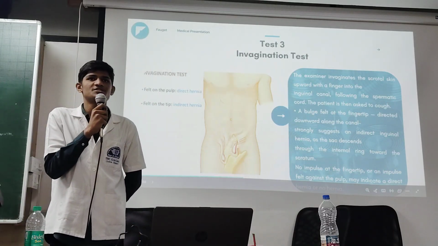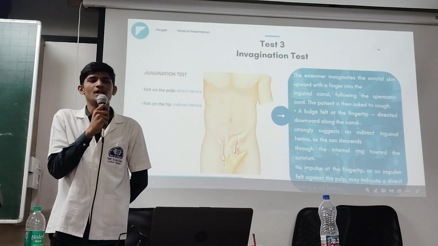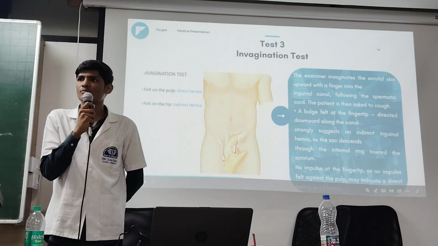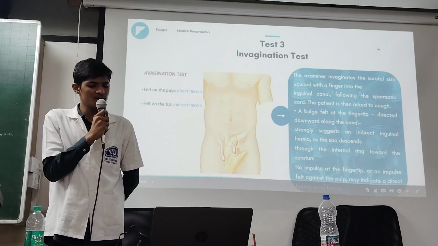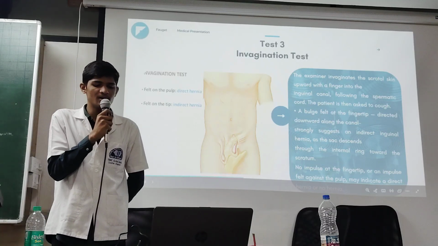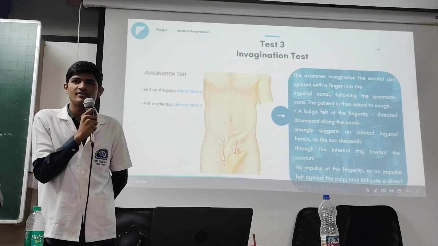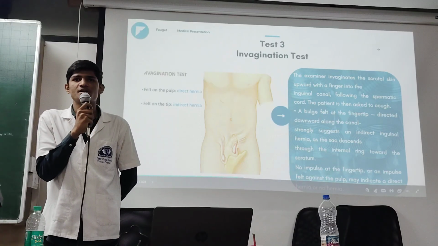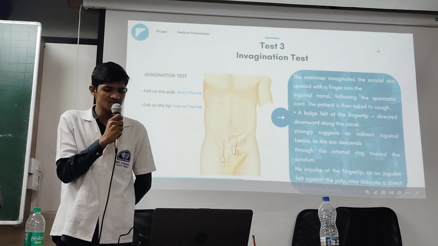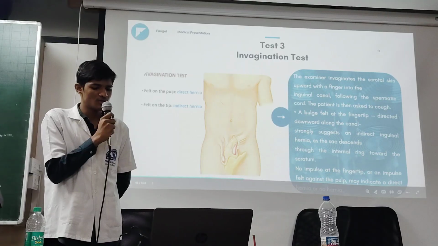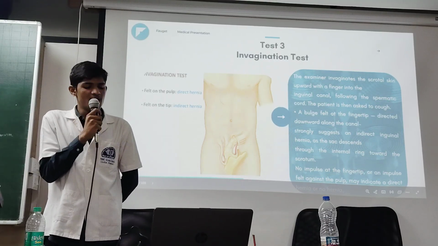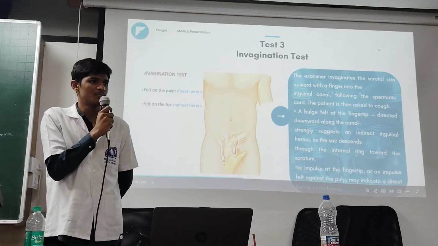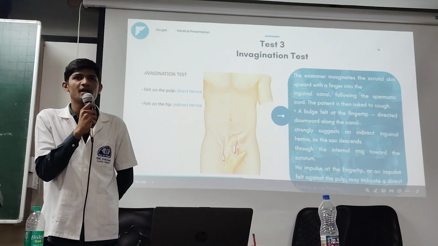Third test is the invagination test. In this test, with the help of a finger, we invaginate the scrotal skin upward into the inguinal canal along the spermatic cord, and then ask the patient to cough. If you feel a bulge on the fingertip, then it is an indirect hernia, as the sac descends through the internal ring towards the scrotum. If you do not feel an impulse on the fingertip, or you feel an impulse on the pulp, then it may be indicative of direct hernia.